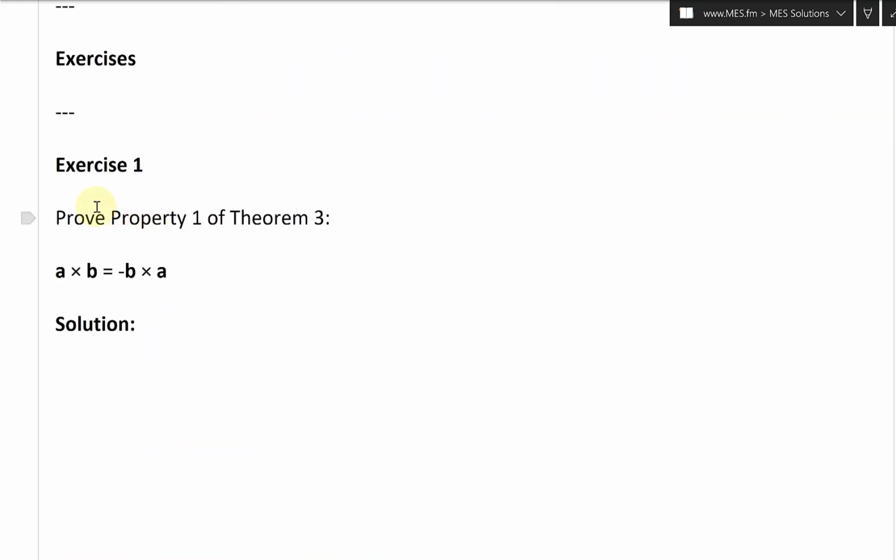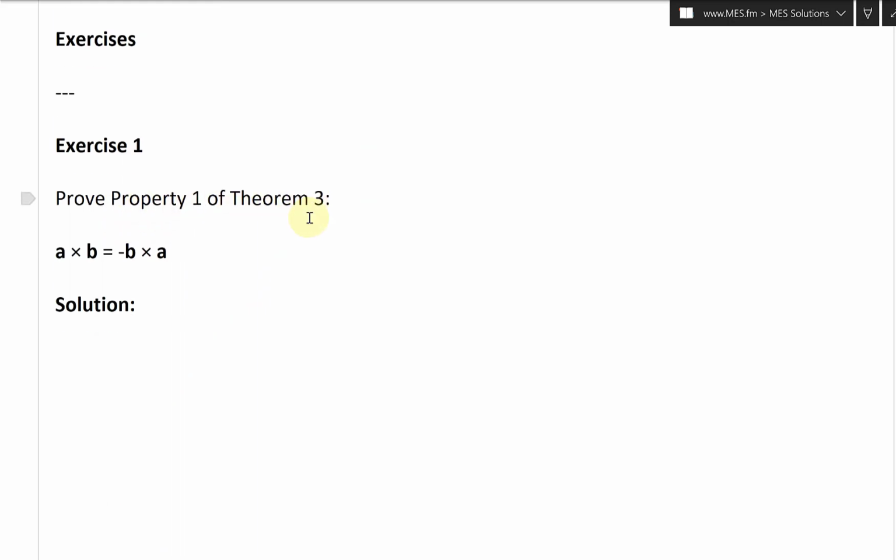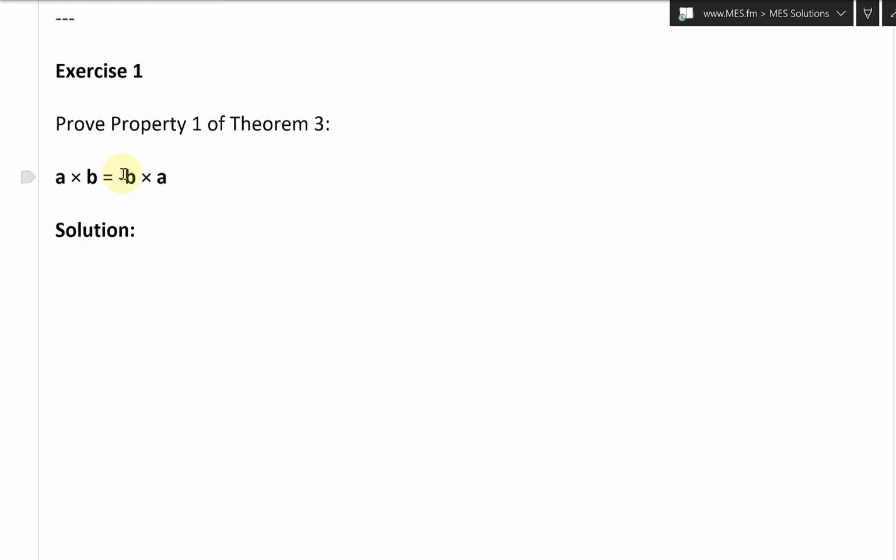All right, so let's take a look at exercise 1. This says prove property 1 of theorem 3, and that's just A cross B equals negative B cross A. So let's write this out, and say we have our cross product here. So A cross B equals, and again we know it's A2 B3, because it's ingrained into my brain. The next one's going to be A3 B2, and I'll put it like this. I like this better than the IJK format. So we have these components.